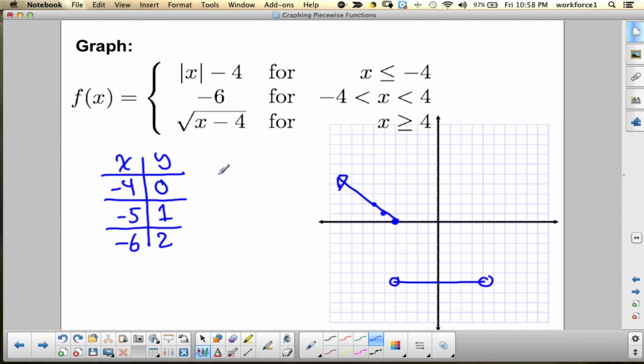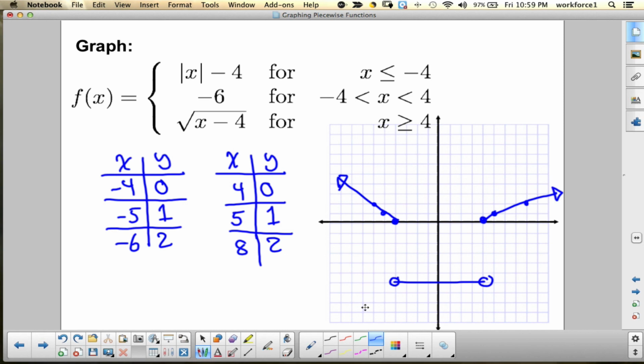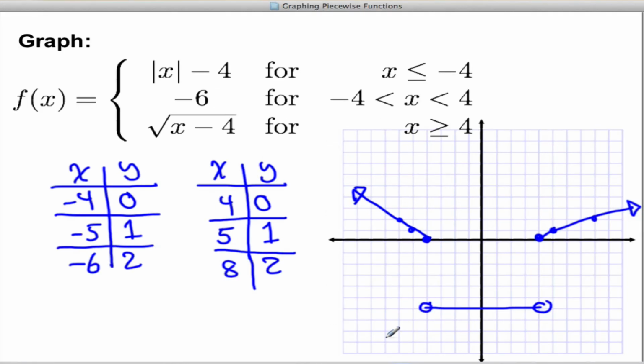Now, for the third piece of this function, we're going to pick smart values starting with 4, because that's where the condition is. 4 minus 4 is 0. Square root of 0 is 0, so we're going to be at 4, 0, which is right here. Then we're going to pick 5. 5 minus 4 is 1. Square root of 1 is 1. Then we're going to pick 8. The reason for that is 8 minus 4 is 4, but radical 4 is 2. So again, the more points you have, the smoother the graph will be, but this graph is going to look like this. I hope this presentation helped you guys understand how to graph piecewise defined functions.